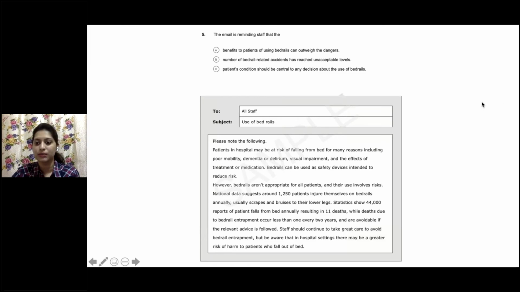This is what I mean by gist, because in this question you are reading for the gist of it. You don't need to know the exact word-to-word meaning. So they're saying the email is reminding the staff that... they're just making sure that you get a general idea of the email, like the point of the email at the end of the day.